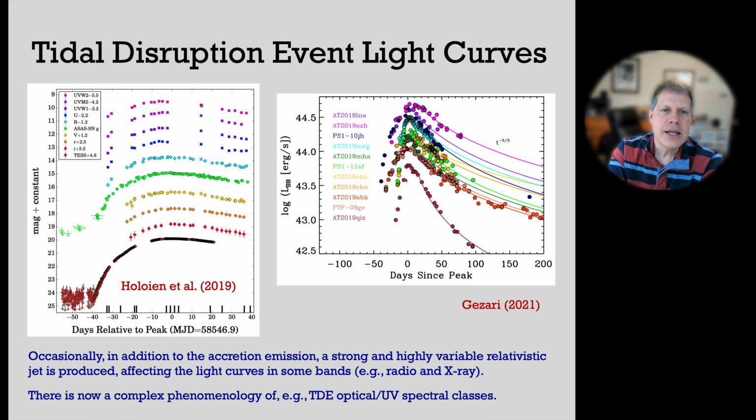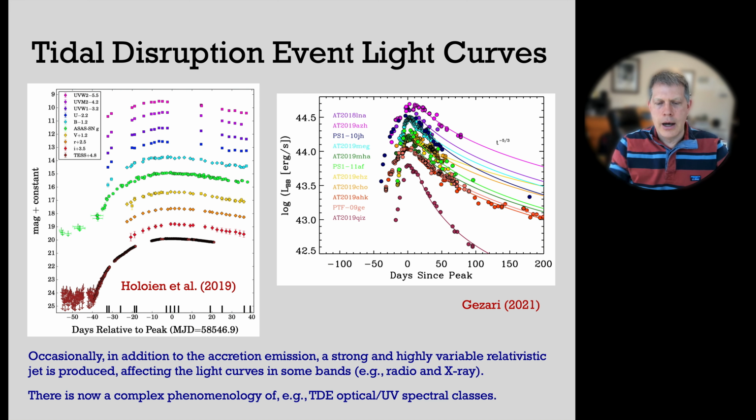And in addition to this general fast rise and then slower fall behavior, sometimes, for example, you can have a strong and highly variable relativistic jet that is produced. This happens of order 10% of the time. And this can affect the light curves in some of the bands, particularly, for example, in the radio and the X-ray, due to the jet-related emission. And again, there is now a complex phenomenology of tidal disruption event optical and ultraviolet spectral classes. I'm not going to go into that here.